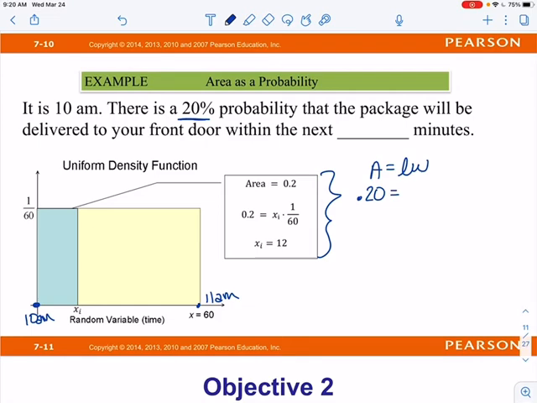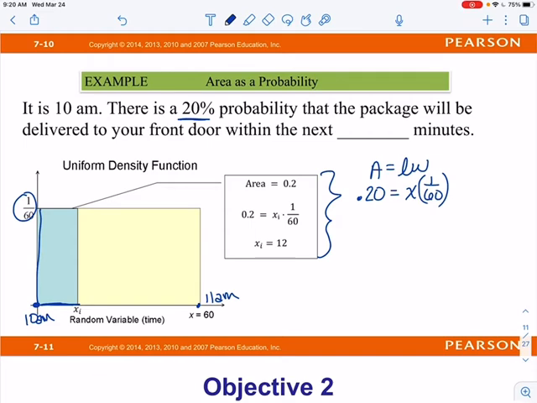Okay, so again, we're looking for the number of minutes. So the number of minutes is your x value. We can call that the length if you want to be consistent. So I'll call that x. And again, we know the width of that rectangle already is 1 over 60. So I have 0.2 equals x times 1 over 60.